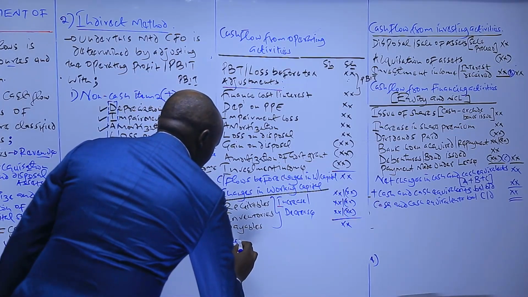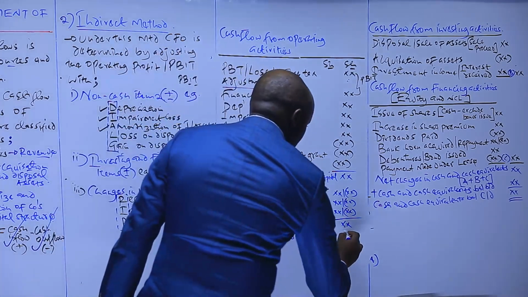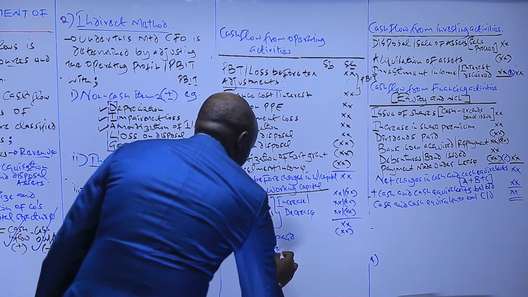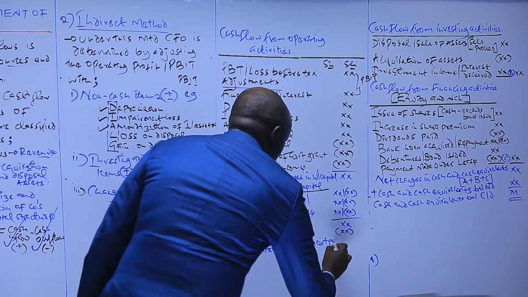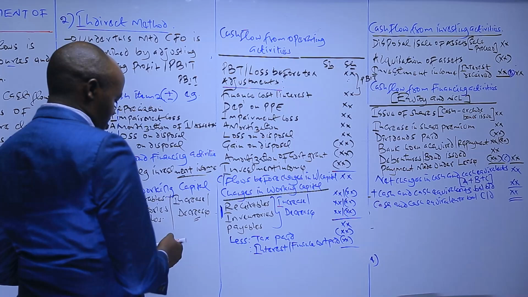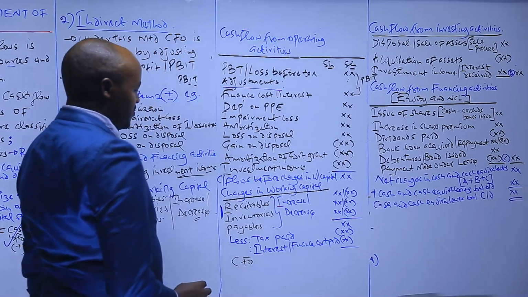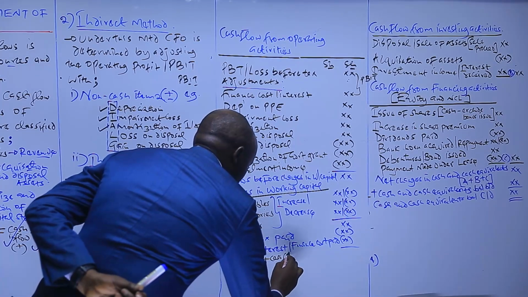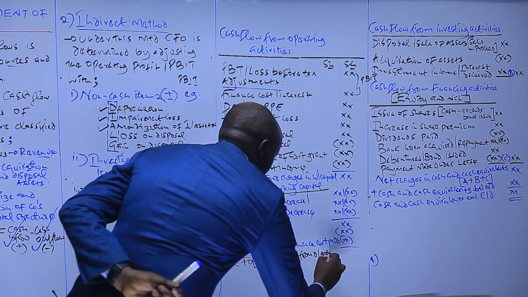And then finally, we deduct the tax paid, and also the interest on the finance cost which was paid. And then what you get here is the CFO. CFO in full, this is the net cash flows from operating activities.